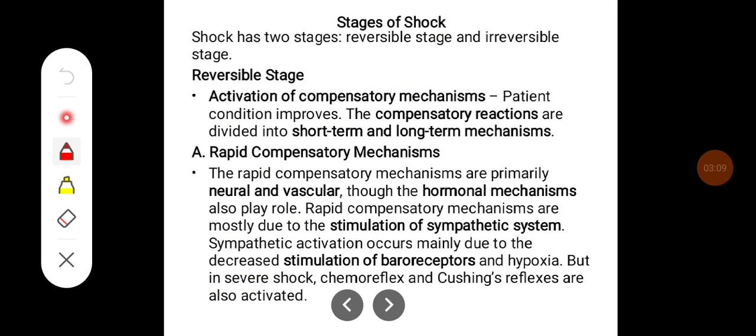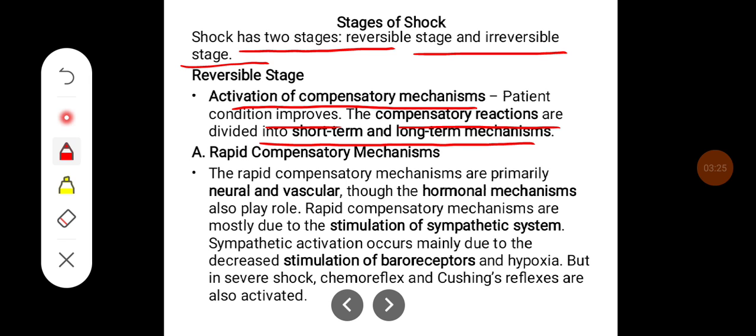There are two stages, that is reversible and irreversible stage. In reversible stage, there will be activation of the compensatory mechanism. Patient condition improves. The compensatory reactions are divided into short-term and long-term mechanisms. Rapid compensatory mechanisms. The rapid compensatory mechanisms are primarily neural and vascular. Though the hormonal mechanisms also play a role.